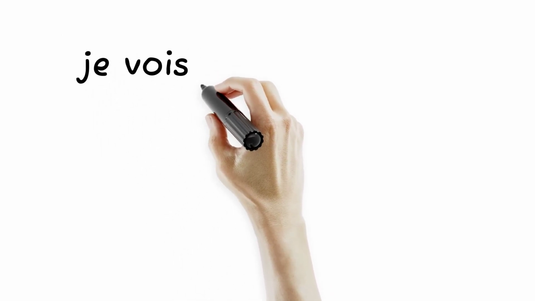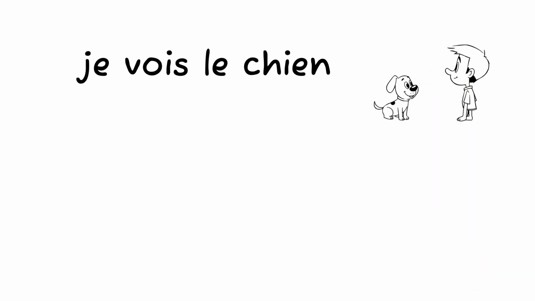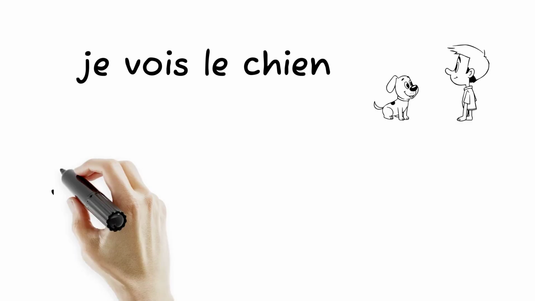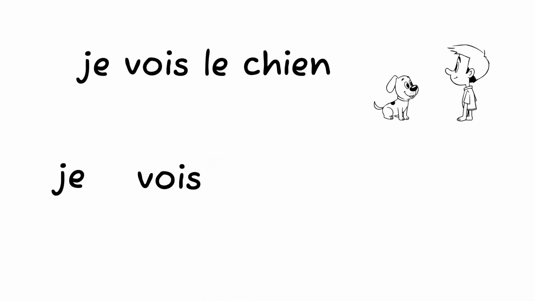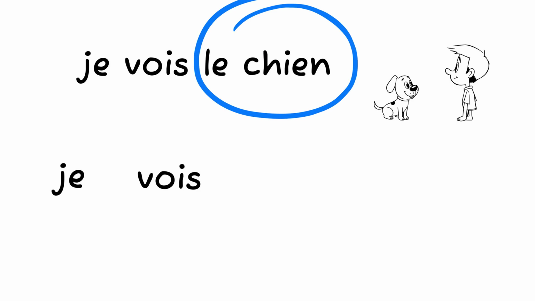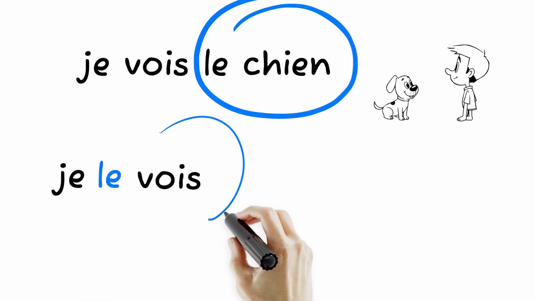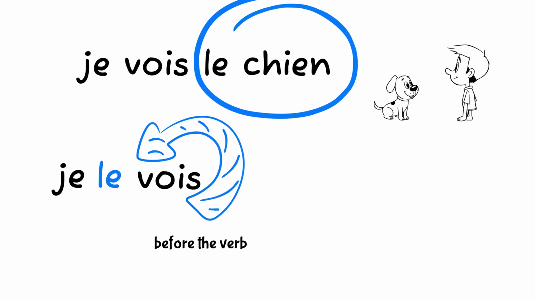Let's take an example of a sentence. Je vois le chien. I see the dog. We want to use a direct object pronoun to avoid repeating the word dog. So we start with je vois, I see, and le chien is what we want to replace, which is a masculine word. We want to say I see him or I see it. So our direct object pronoun is le. And in French, we put our direct object pronoun before the verb. So je le vois.